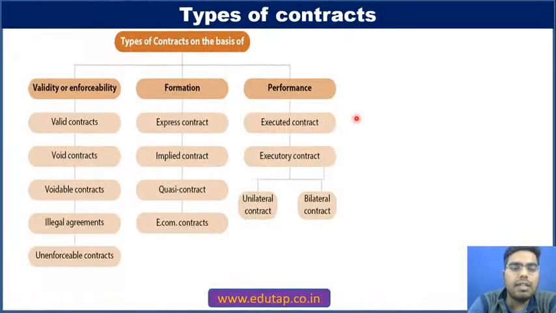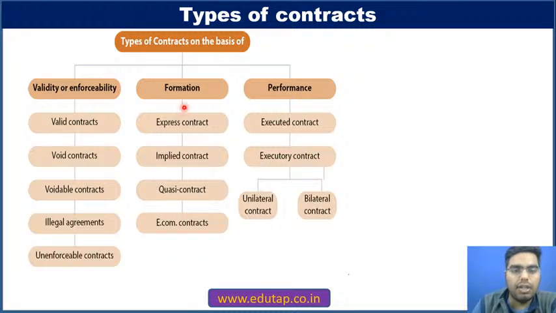Okay. Next is the topic of types of contracts. Contracts can be divided on the basis of validity, on the basis of formation, or on the basis of performance. This is also a very important topic. According to validity or enforceability, contracts can be valid contracts, voidable contracts, illegal contracts, or unenforceable contracts. According to validity, contracts can be divided into 5 types.